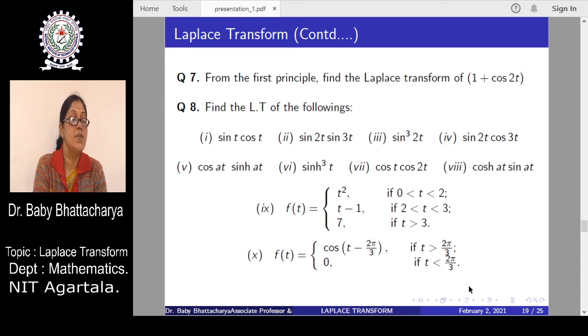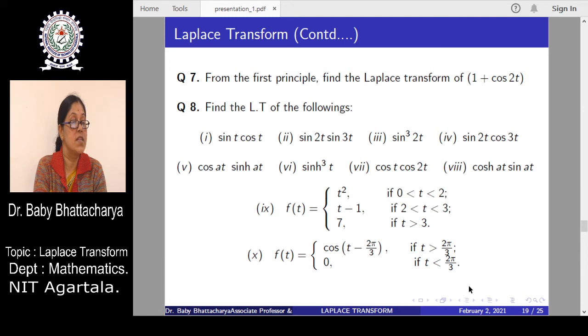Next one is sin 2t cos 3t, that one is also easy, and the fifth one is cos at multiplied by sine hyperbolic at. So for the hyperbolic function we will apply the definition of the hyperbolic function, and cos at we have, so accordingly we can find the Laplace transformation by using the definition. Now the sixth case is sine hyperbolic cube t. Simply we put the definition of the sine hyperbolic t function and raise the whole to the power 3. By expanding that, we will find the Laplace transformation.